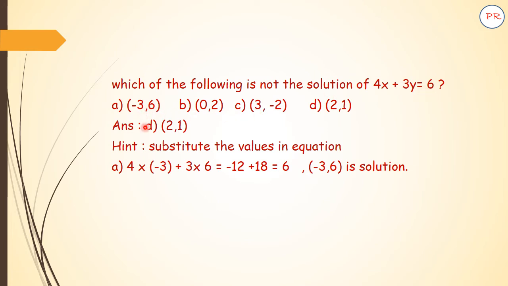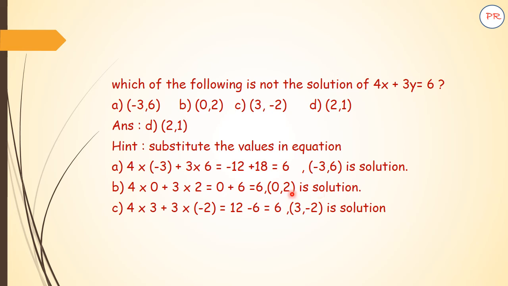For example, in the first case, this will become 4 multiplied by minus 3 plus 3 multiplied by 6 is equal to minus 12 plus 18, which is equal to 6. So this satisfies the equation. Therefore, minus 3, 6 is a solution. If you go for the second one, 0, 2, you will find the same thing. 4 multiplied by 0 plus 3 multiplied by 2 is equal to 0 plus 6, which is equal to 6 over here. So it satisfies the equation. Therefore 0, 2 is a solution.